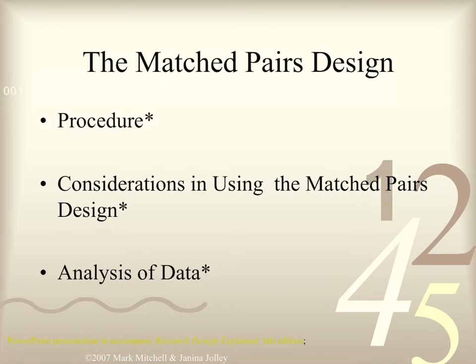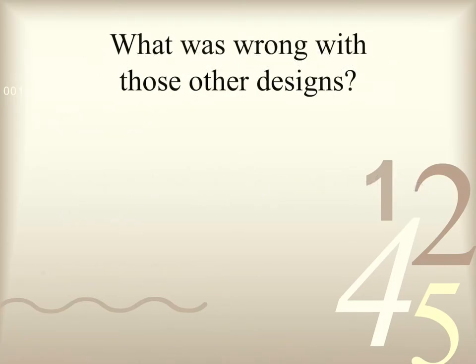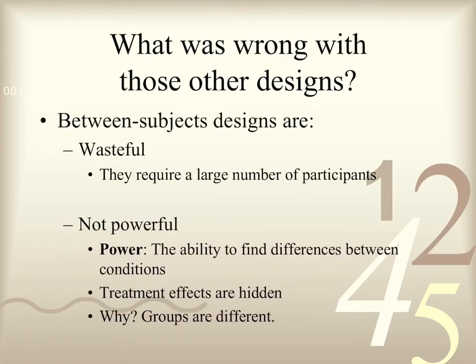So first, the question that should be on all of your minds is: if you have all these great other designs like simple experiment, multiple group experiment, and factorial ANOVA, why in the world do we need this one? What was wrong with all of those other designs that a within subjects or a matched pairs design is designed to fix? Well, there are two key issues with all of those other designs, which fall under a category that we call between subjects designs.